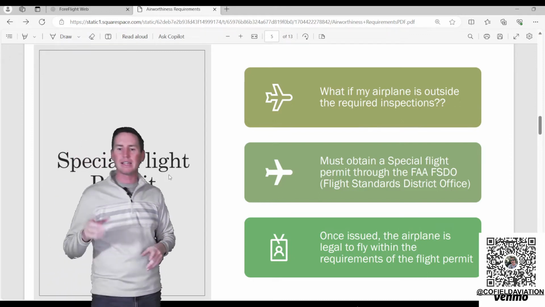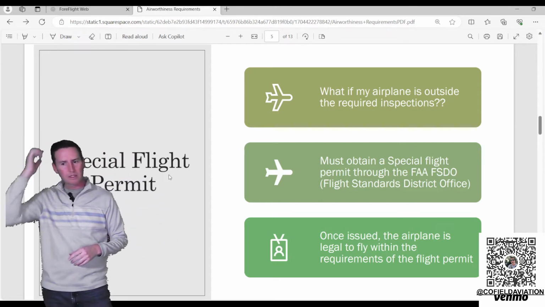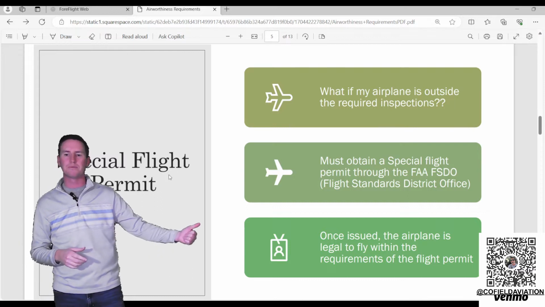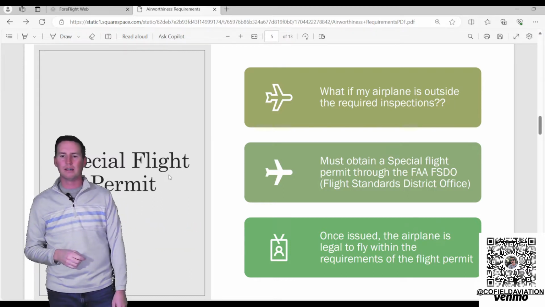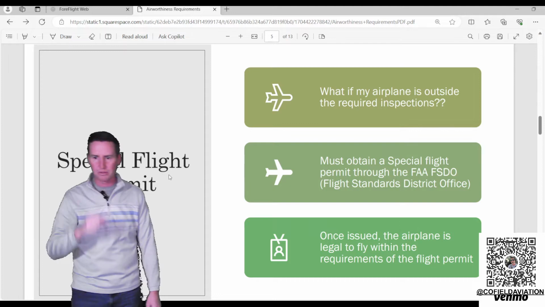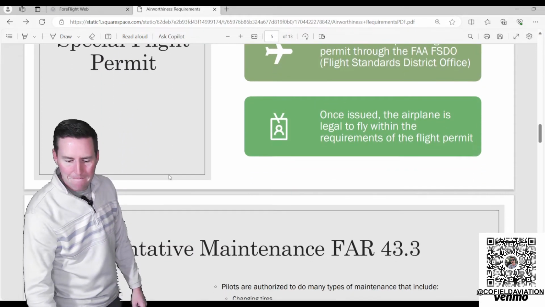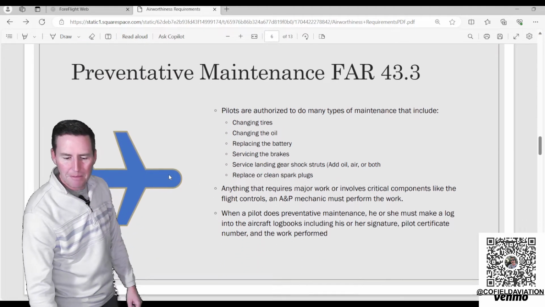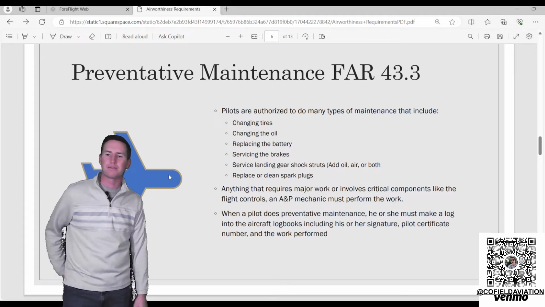Okay, so that is a special flight permit. How that works, really super easy. Just call your local FSDO and get that special flight permit. All right, now let's talk a little bit about preventative maintenance.